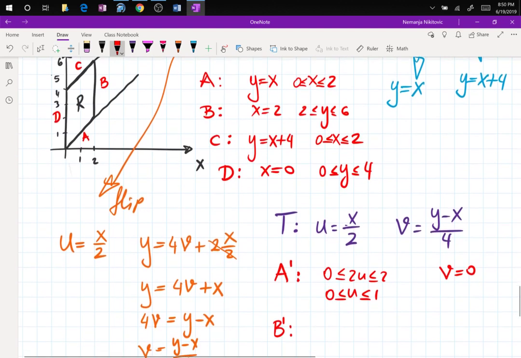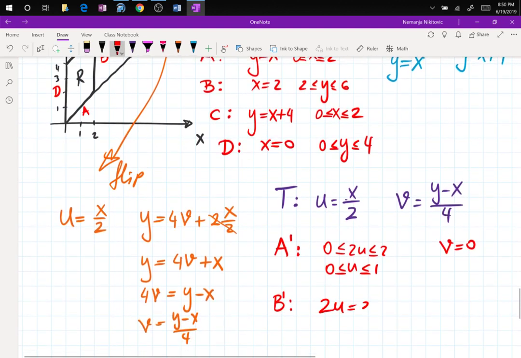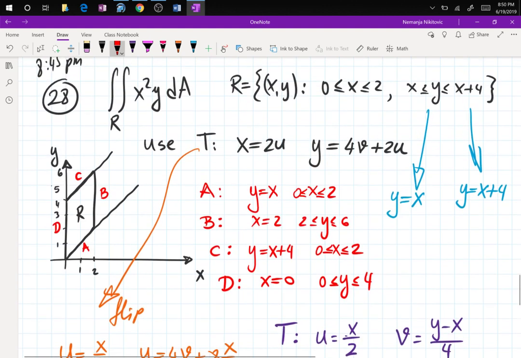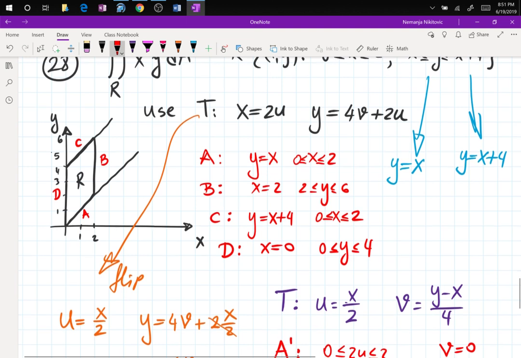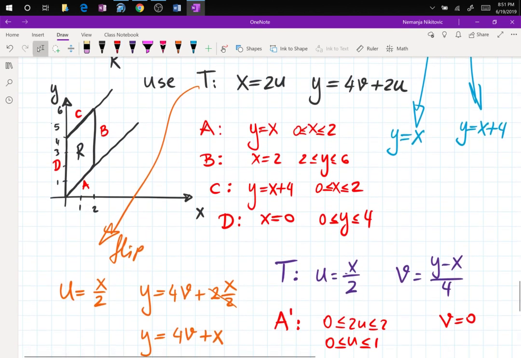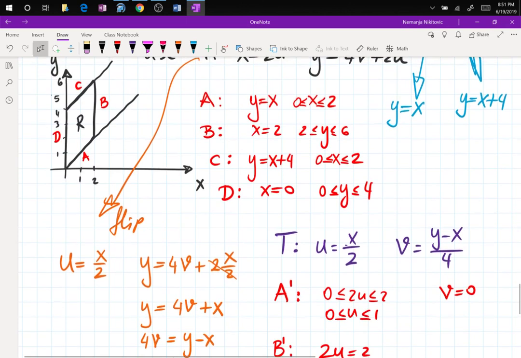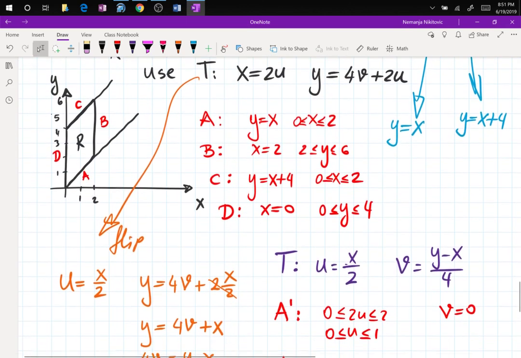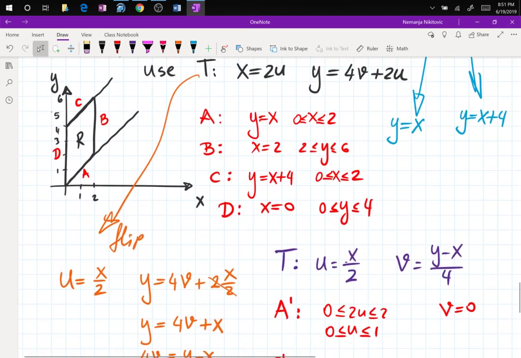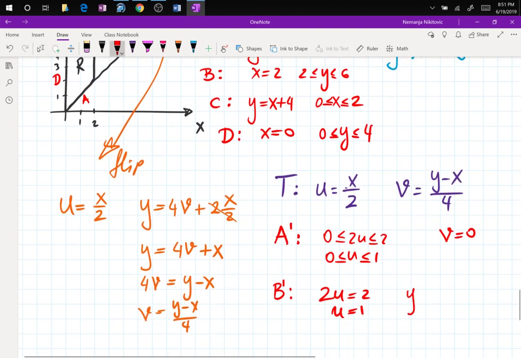So if x is equal to 2, that means that 2u is equal to 2, so u is 1. And in the second equation, what do we have for the v? If u is equal to 1, y equals 4v plus 2.